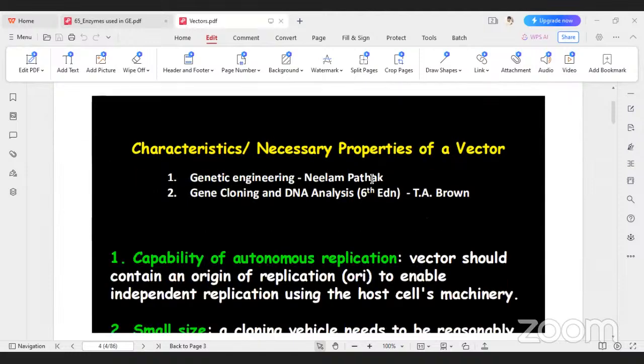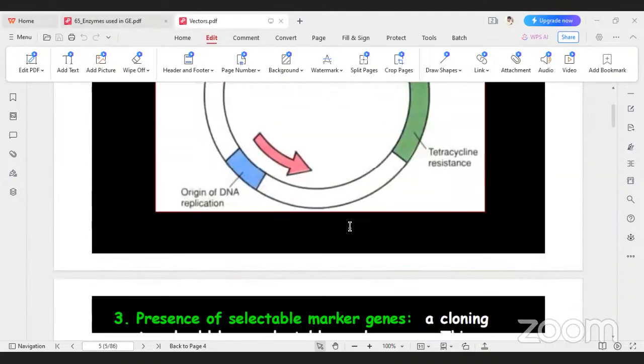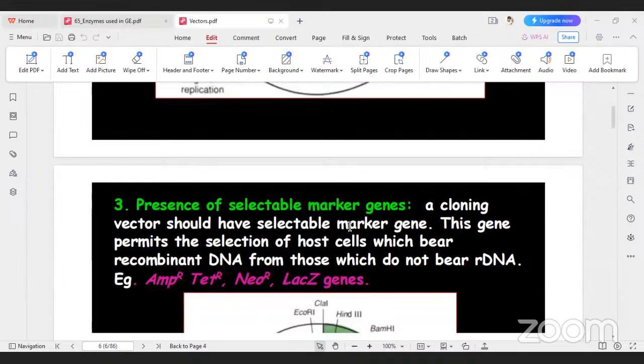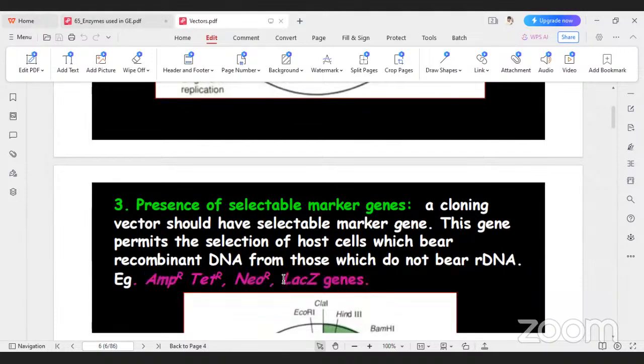Some characteristics of the vector: most are capable of autonomous replication and small in size, which is convenient to take a desired gene. They present selectable marker genes. The selectable marker genes permit selection of host cells with recombinant DNA from those which do not bear it. For example, selection genes are AmpR and TetR. They are different types of selectable marker genes.